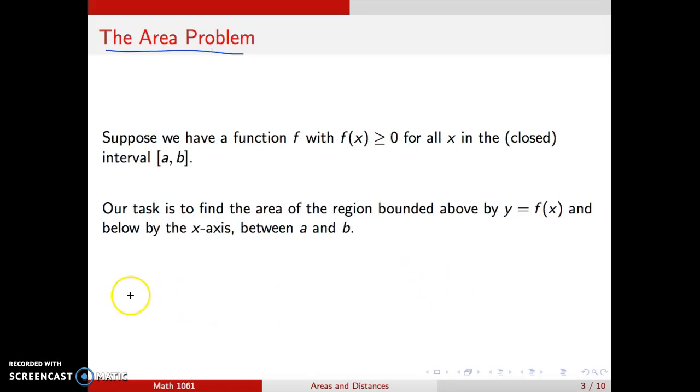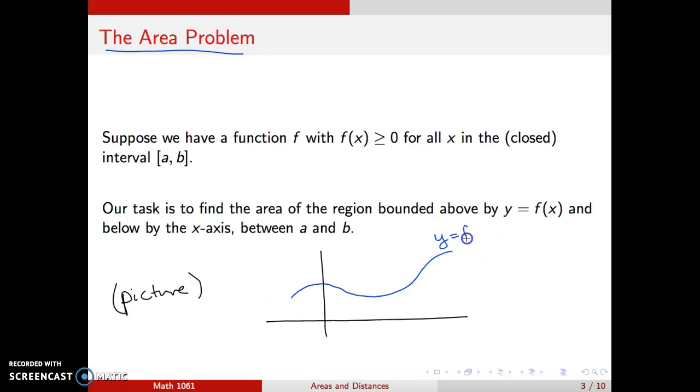Imagine something like this. Let's suppose I've got some function like this, and we'll say from a to b. What we're trying to find then is this area here. So that's the area problem: trying to find the area under a curve for a function that is at least non-negative. That means it's on, or maybe it touches the axis in a couple of spots, but it's not below the axis.